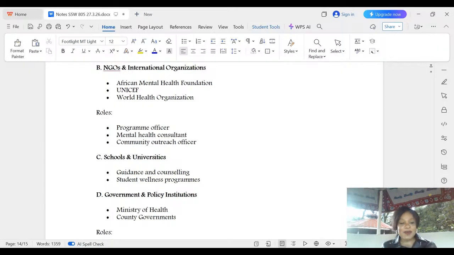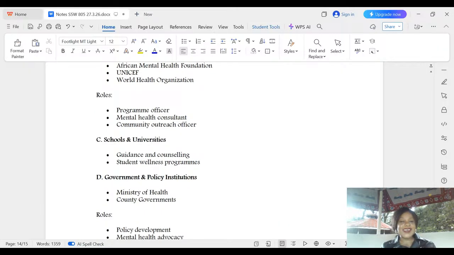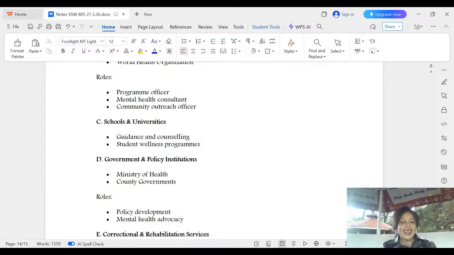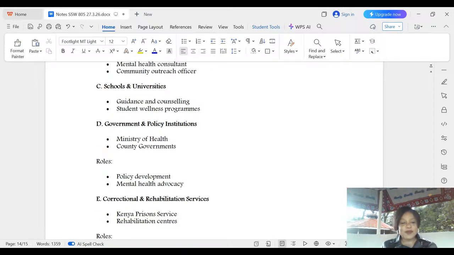Again, in terms of employment, you can work for government and policy institutions. You can work in the Ministry of Health. You can work in county governments, and with devolution, a lot of doors are open to be able to do that. And in this case, you can work in policy development. You can do mental health advocacy.